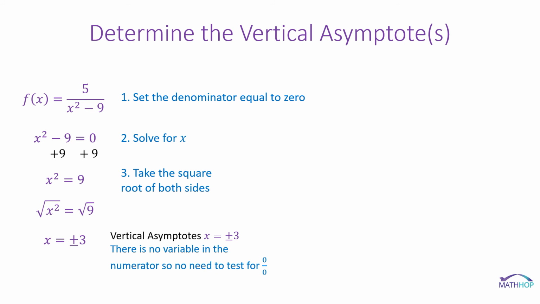There is no need to test it in the numerator because the numerator is just 5. There's no variable there. Also, if we're looking for patterns, because we had a quadratic in our denominator, it should make sense that there was a chance that we would have two vertical asymptotes because many, many quadratics have two solutions. All right, let's look at one more.